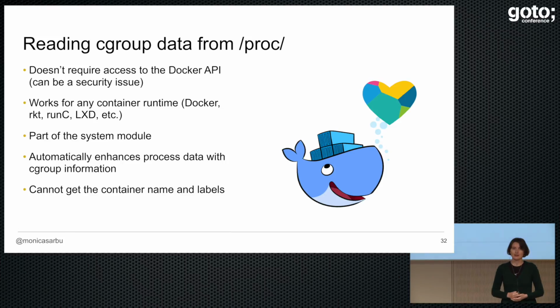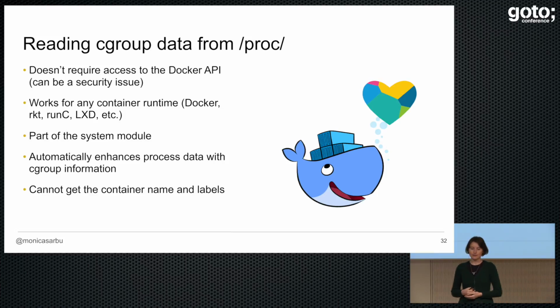Another solution to get container metrics is by reading cgroup information directly from /proc. The advantage of this solution is that it works for all kinds of container technology you have, not only for Docker, right? The implementation is part of the system module, and if you enable cgroups in the Metricbeat configuration file, you will automatically get the process information enhanced with details about the cgroups. The disadvantage of this solution is that you don't get container metadata, like the name of the container and labels.